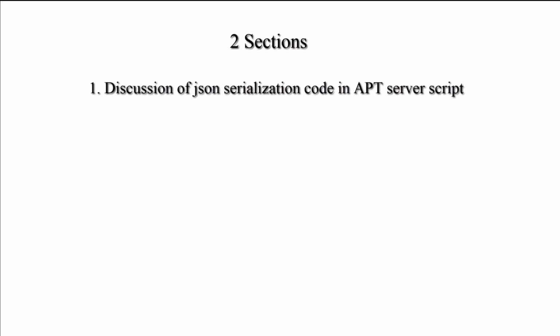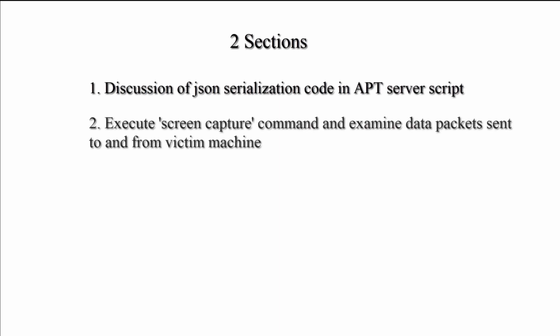The rest of this video will be divided into two parts. In the first part, I'm going to discuss some Python code that's part of an APT server. In the second part, I'll execute a screen capture command from an APT that I created using Python in a controlled environment. All of the data packets associated with the APT's screen capture command will be collected by Wireshark. I'll then discuss some forensic information that can be found in the data packets. See you in section 1.